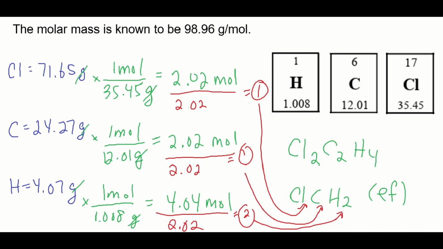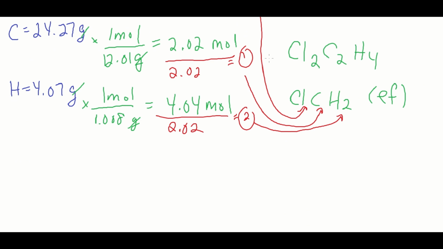All right, so we have the empirical formula, and we're given the molar mass. Yeah, we have to give you the molar mass in order for you to get the molecular formula. So we want to see how many times the empirical formula mass goes into the molar mass.